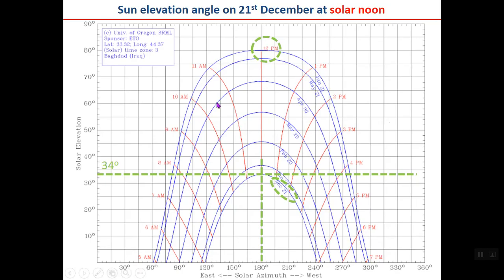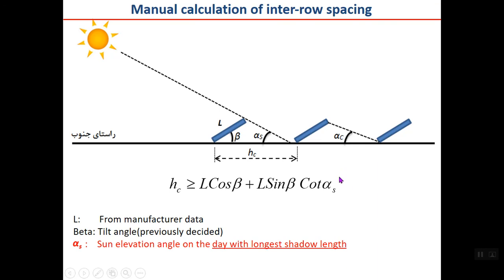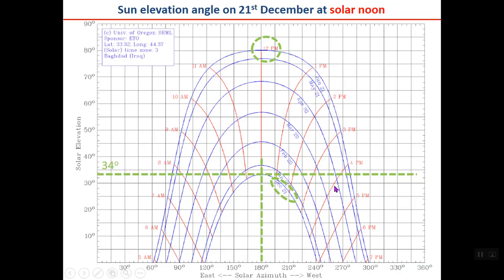Okay, here I draw, for example, the sun path diagram. This is for Baghdad based on the solar time, as you can see here, and I want to show you how to calculate alpha S for the longest shadow day of the year. The other question, okay, we'll come back to this.